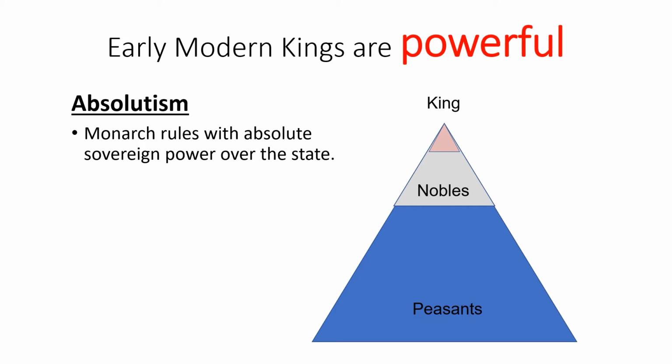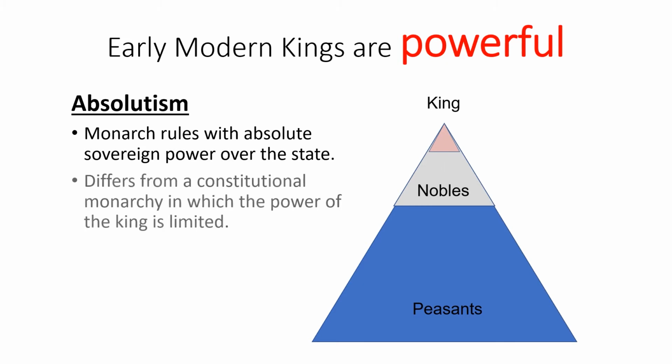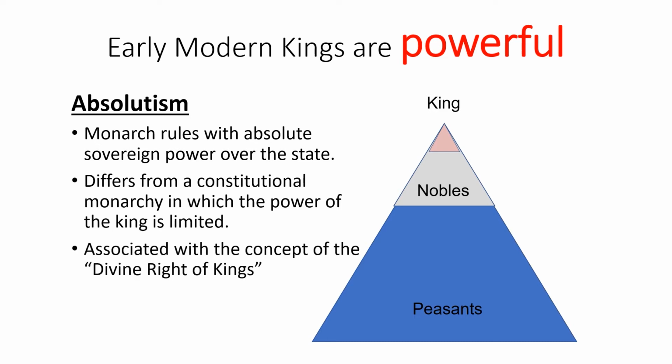Now, this is different from what you might think of as a constitutional monarchy, such as what existed in Britain at the time, which was different from France, in which the power of the king was limited. Absolutism and absolute kings are associated with the concept of the divine right of kings. The idea is that God himself appointed someone to be king, and therefore you obviously can't question the king because he's been divinely appointed. And nowhere was this more true than in France during the 18th century, right during the time when the Enlightenment started to take shape.